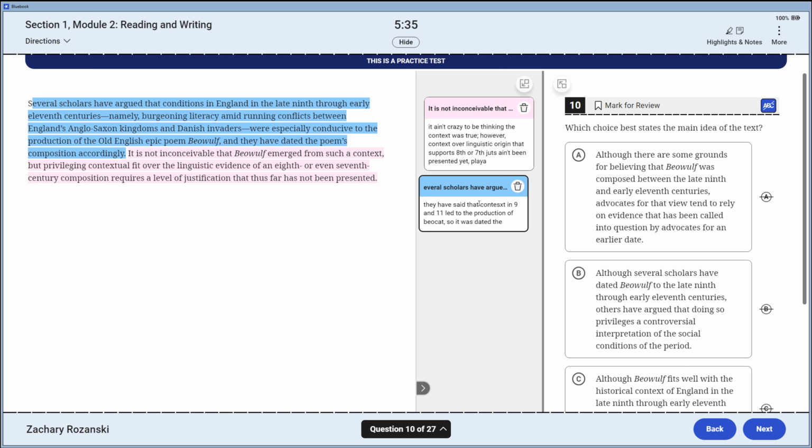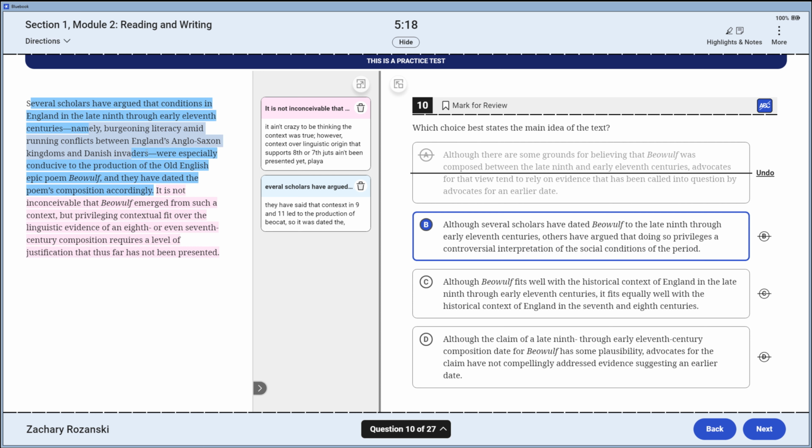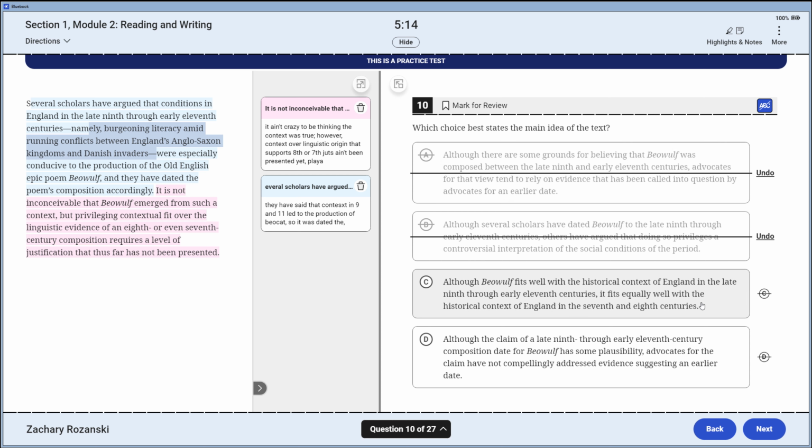And he's saying, well, it's not crazy. It's just, why aren't you caring about grammar? Okay. Although there's some grounds for believing that Beowulf was composed, advocates tend to rely on evidence that calls into question. No, they're not calling the question. They're just saying, like, what about the grammar? It's better. Although this episode dated 9 through the others have argued the privilege of conflict. No. This is saying that this wasn't the real reason. That's not true up here, this burgeoning literacy. Although Beowulf fits well with the historical context of England in the late 9th through early 11th centuries, it fits equally well with the historical... Nope, it wasn't historical context.